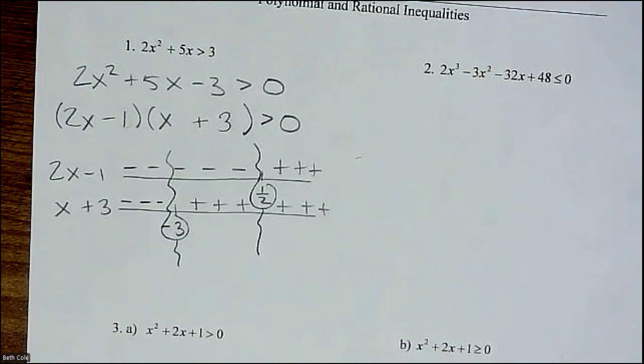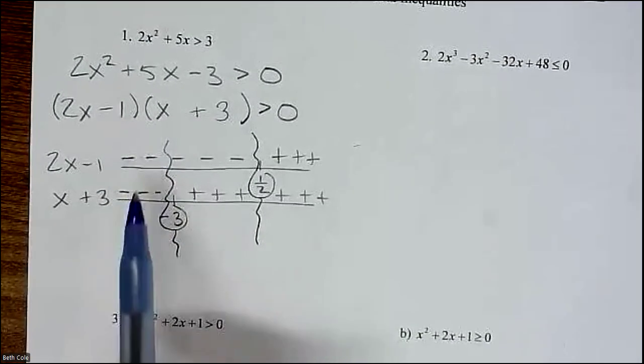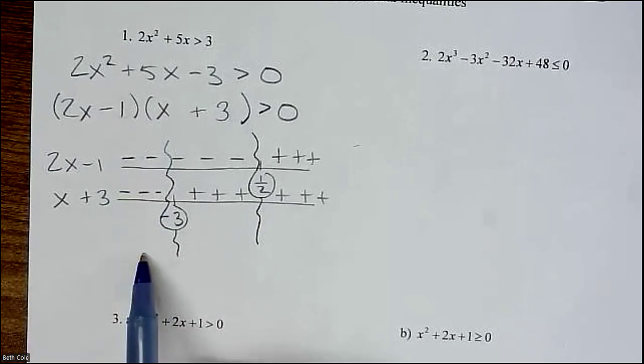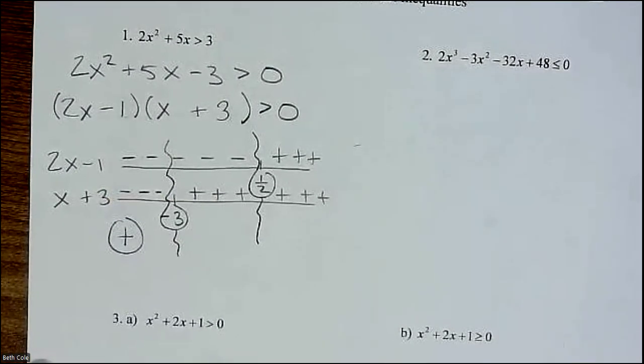And then we're going to figure out what the overall sign of the whole thing is. So look at the first section that we divided this into. We have a negative times a negative. Do you see this? A negative times a negative would be positive. So that's the overall sign for the whole thing.